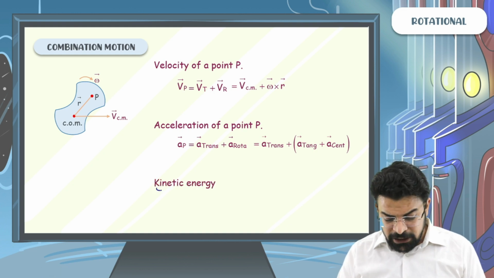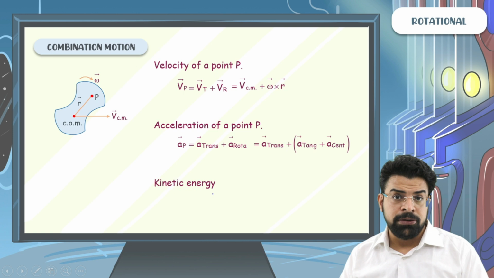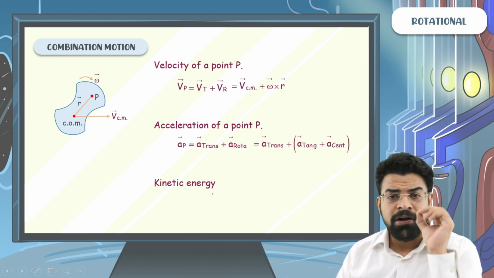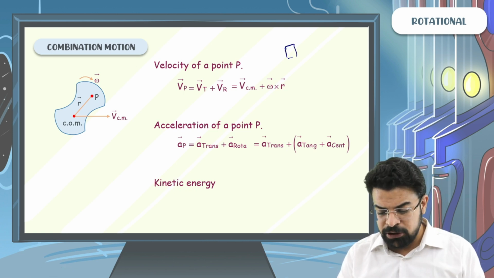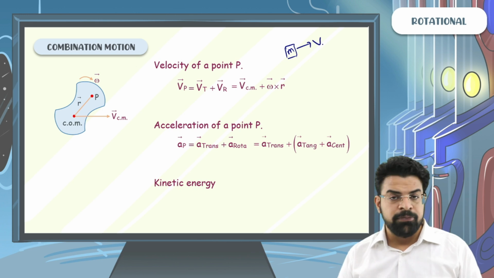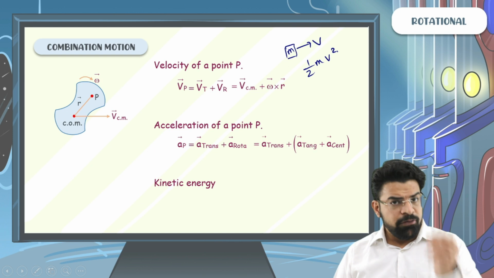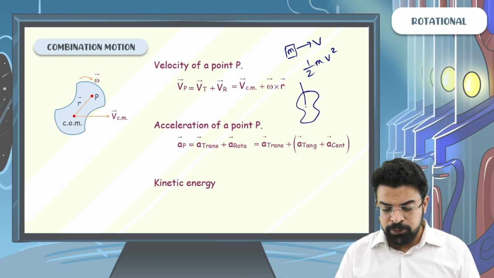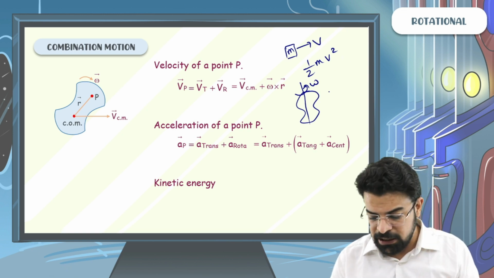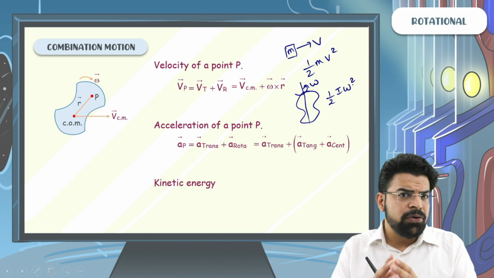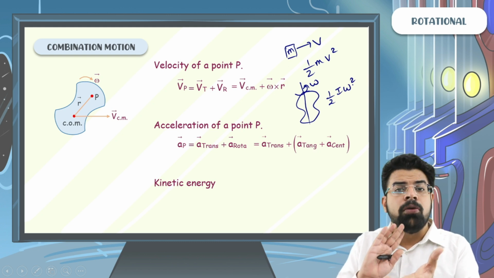So to write the kinetic energy of a body doing combination motion, we have learned that when a body of mass m does pure translatory motion with a speed v, we write the kinetic energy simply as half mv square. And we have learned that when a body performs pure rotational motion about an axis, we write the kinetic energy as half I omega square. Then how will you write the kinetic energy of a body doing combination motion?